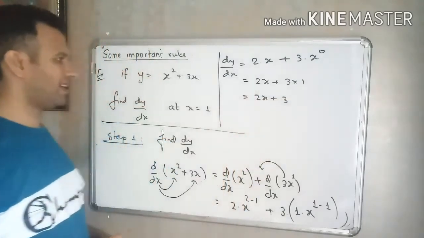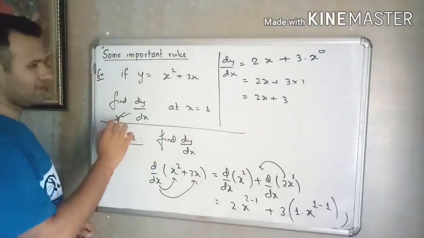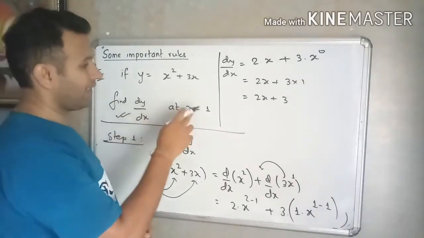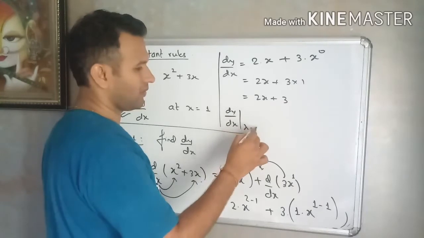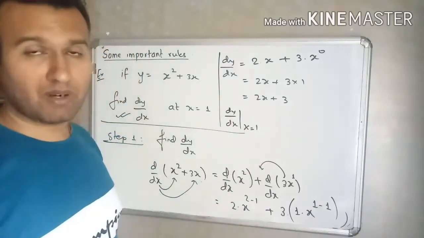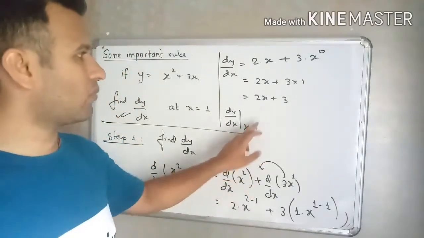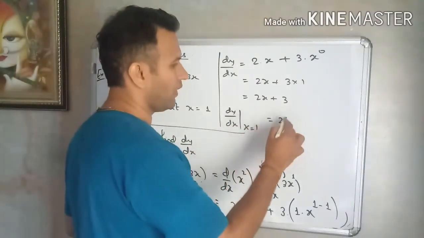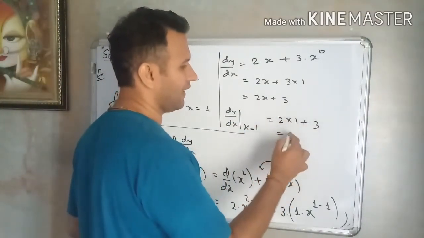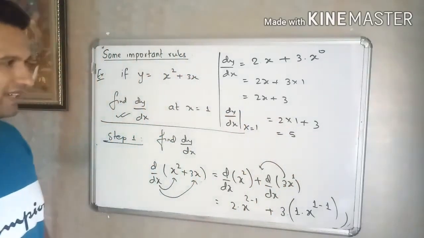So this is dy by dx, so the first step is done. Now it is asked to find dy by dx at x is equal to 1. If you want to find dy by dx at x is equal to 1, what we have to do is just substitute 1 in place of x. That's all. Very simple. So this becomes 2 into 1 plus 3, that is 5. Okay.